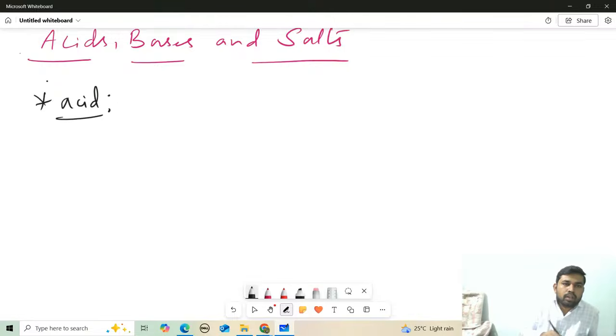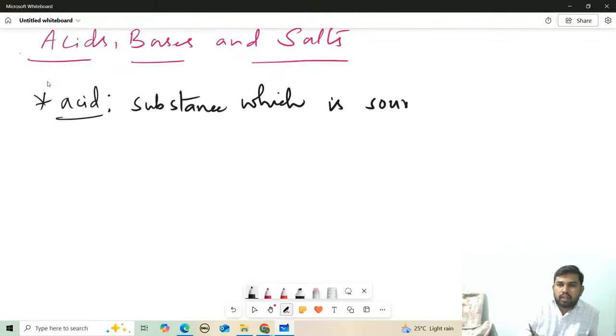So first try to understand: an acid is a substance which is sour in taste. This is important here. The word sour comes from the Latin name acidus. That's why it is called acid.